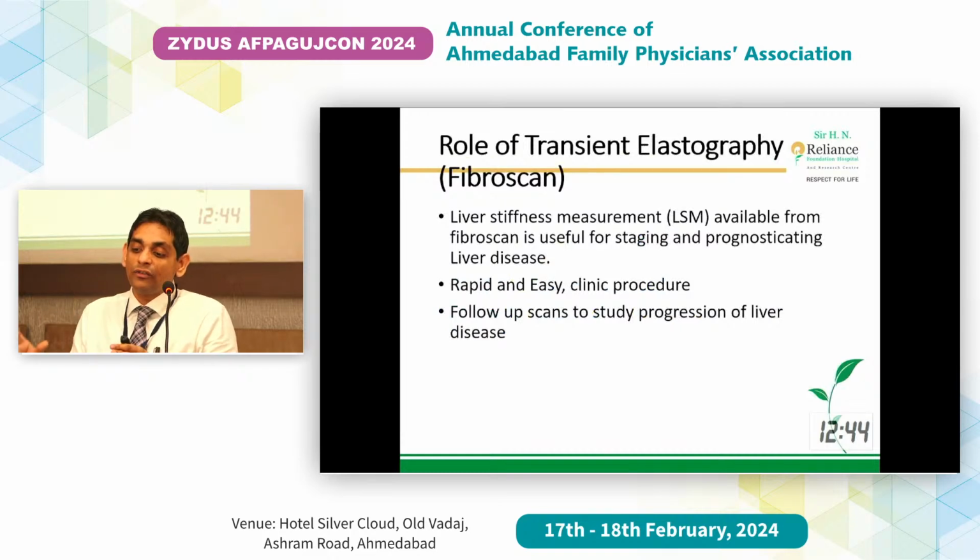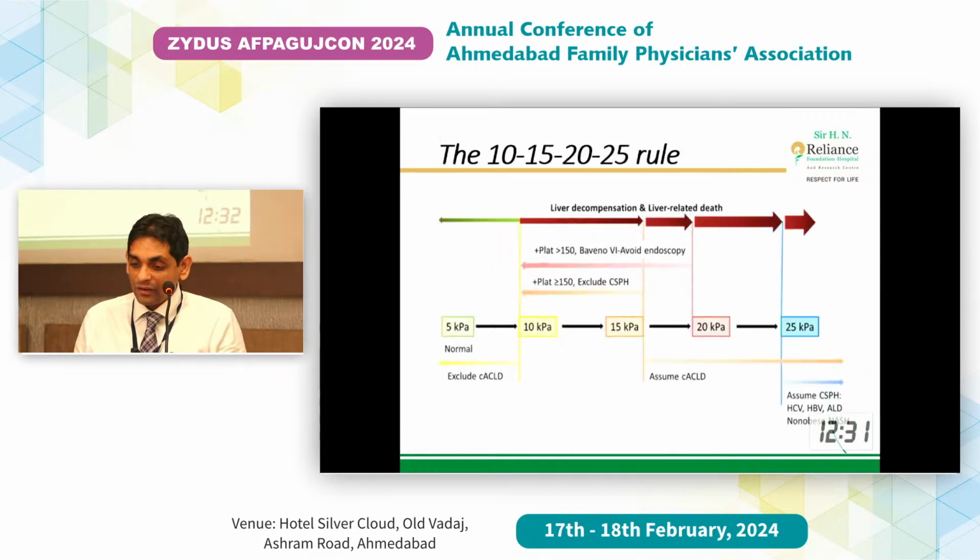So why is this the role of transient elastography? Because you can stage, prognosticate, it is very easy to do, it can be done on OPD patients, and it can be like a point of care testing. You can take it to the places where I do outreach OPDs. So add the HVPG part for clinically significant portal hypertension and add the FibroScan values.